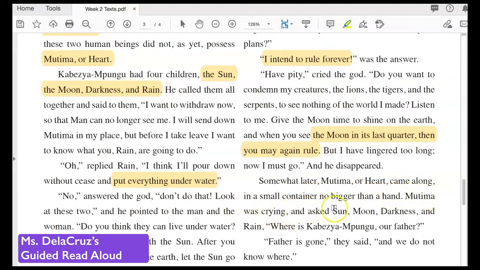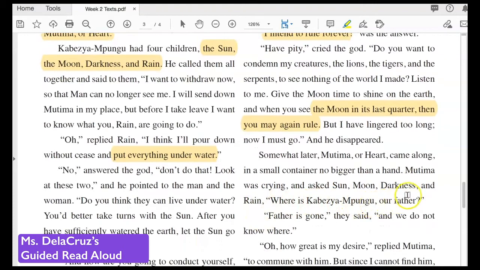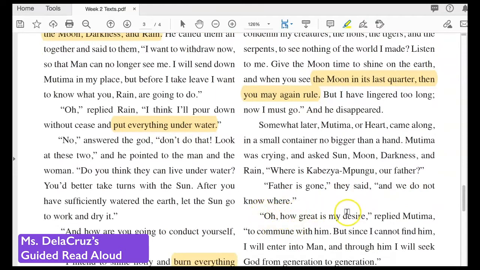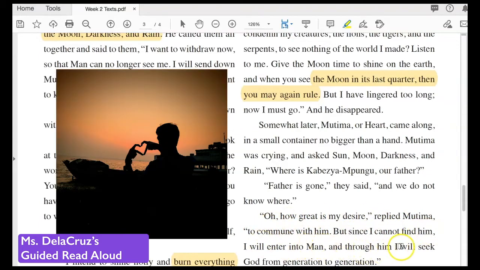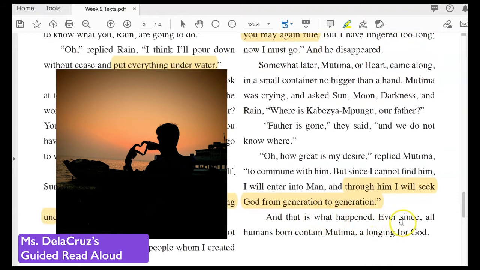Mutima was crying and asked sun, moon, darkness, and rain, "Where is Kabeza Mupungu, our father?" "Father is gone," they said. "We do not know where." "Oh, how great is my desire," replied Mutima, "to commune with him. But since I cannot find him, I will enter into man, and through him I will seek God from generation to generation." And that is what happened ever since. All humans born contain Mutima, a longing for God.